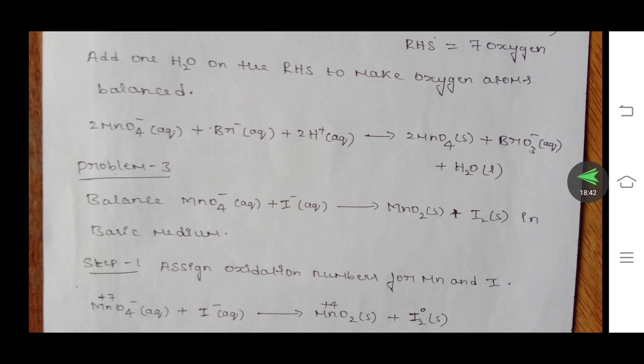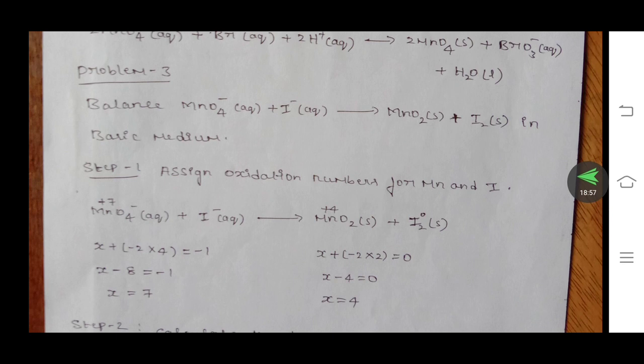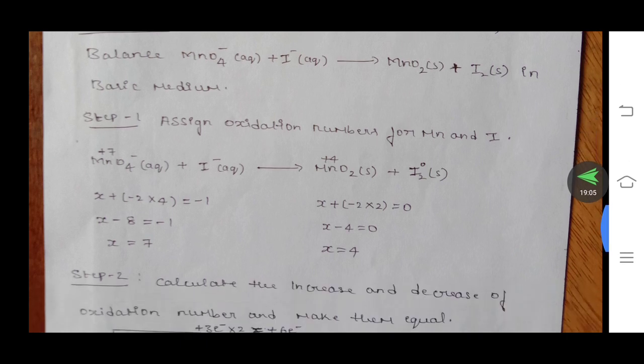Now, we'll go to the third problem. Balance MnO4 minus plus I minus gives MnO2 plus I2. This is in basic medium. Step 1: assign oxidation numbers for Mn and iodine. First, you have to find out the oxidation number for manganese. Manganese Mn is x plus (-2) into 4 equals minus 1.